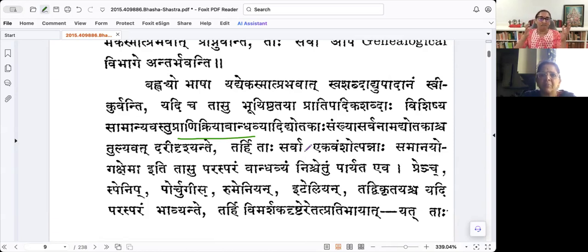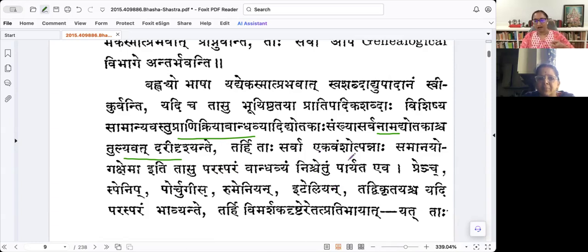Bandhavyam, relative: mata, pita, bhrata, bhratribhya, these kind of words. These tell us about the sociological conditions that the people who were talking these languages were living in. Sankhya, sarvanamadhyotakaha. Cha, Tulyavat daridrishyante. If they have taken from the same source, then if you compare Hindi, Bengali, Gujarati, you will find that there is a commonality between them with respect to Sankhya, Sarvanama, Prani, Kriya, Bandhavya, Pratipadika. All of these will be from Sanskritam or some other common language, or Prakritam.